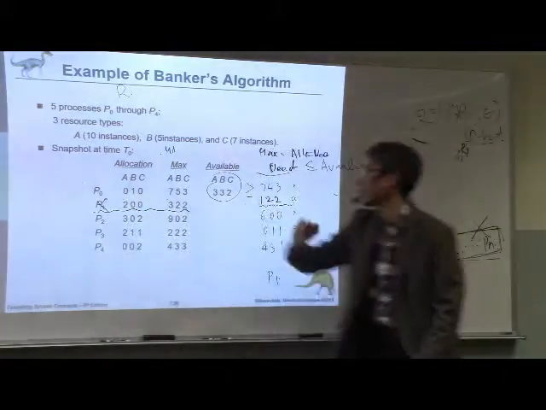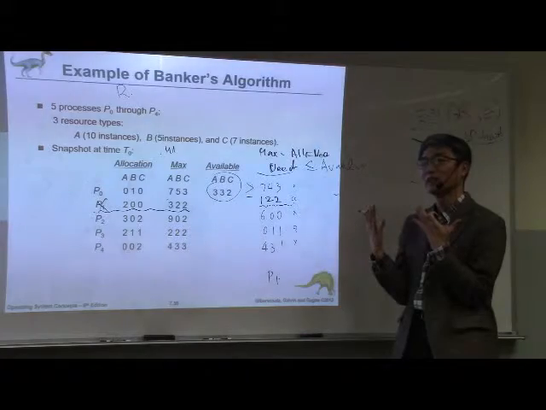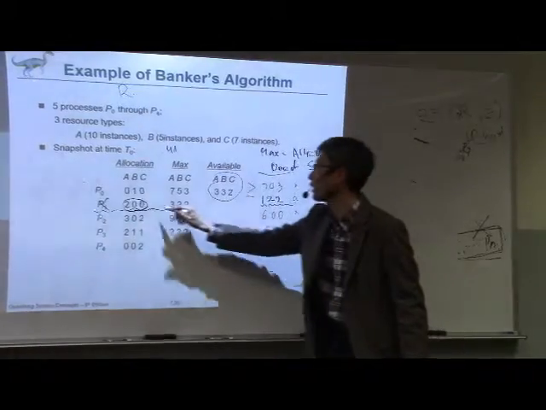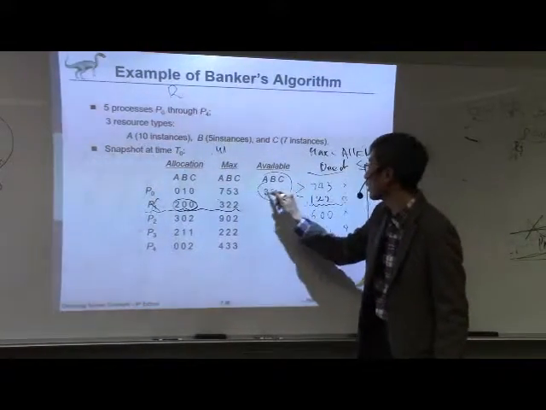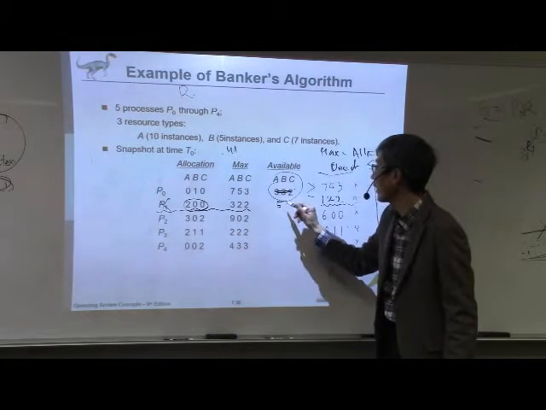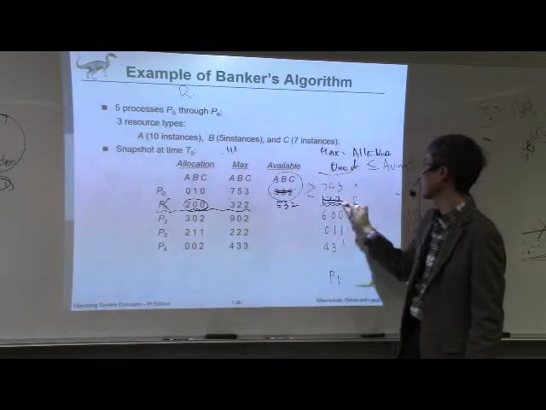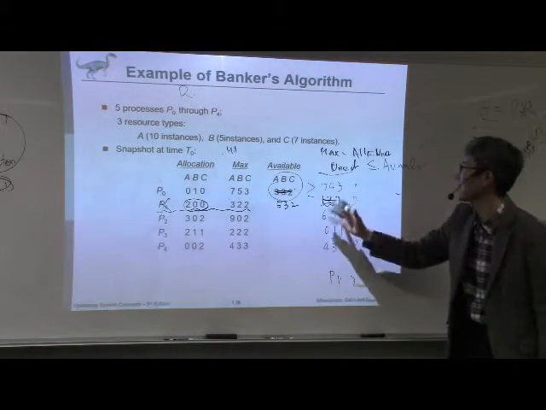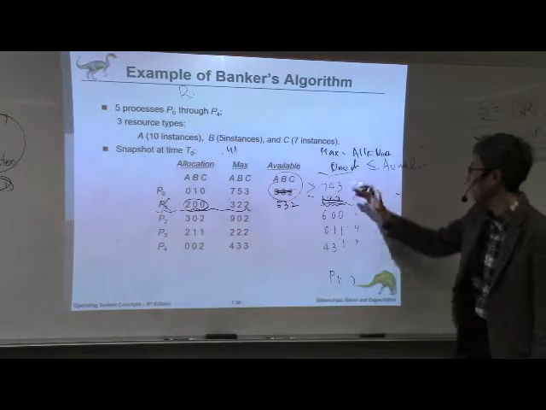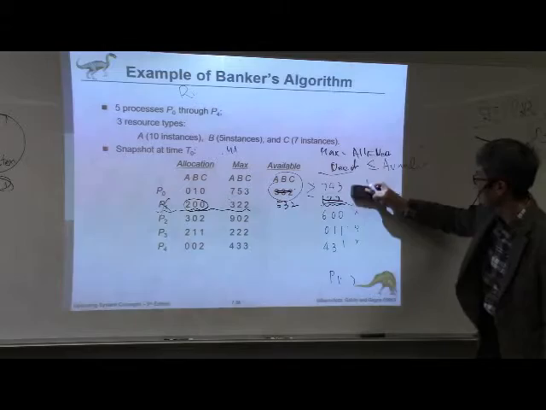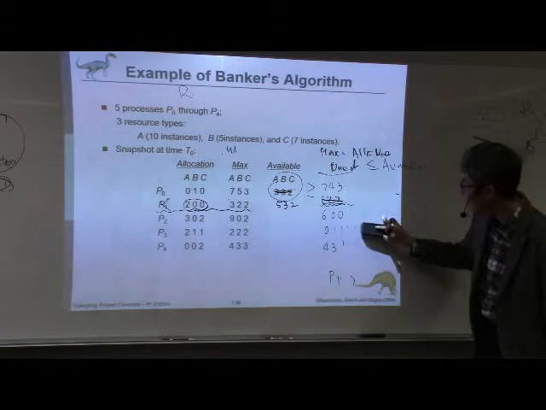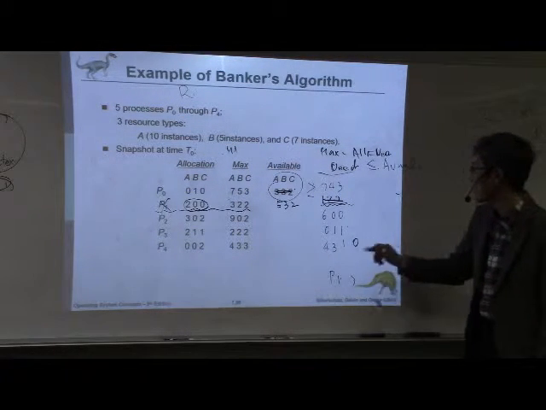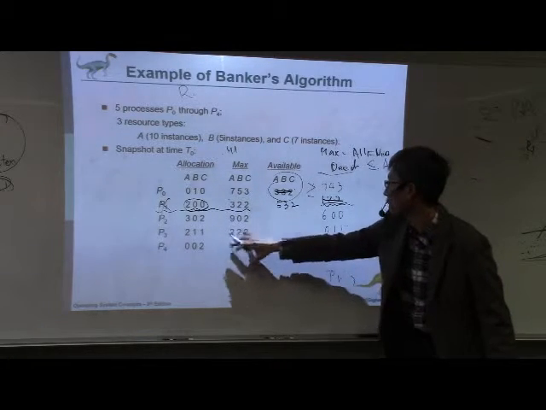So P1 is terminated. What happens when it is terminated? All the currently allocated resources will return to available. So the available changes to 5, 3, 2, and P1 is terminated. Then apply the same algorithm: each process whose need is equal or less than the new available. Not this, and not this. This one is okay, and this one is okay. So I'd like to go for this one because it will return more than this.